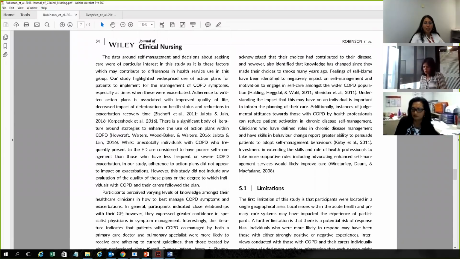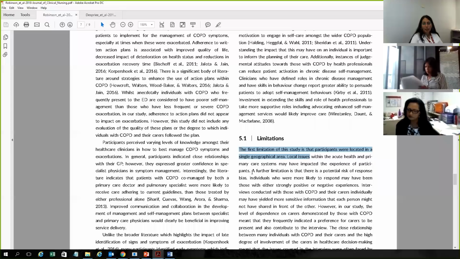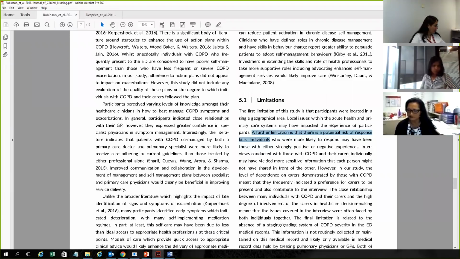So limitations means some shortcoming, some negative aspect. There you go. The first limitation of this study is that participants were located in a single geographical area. So for this one, it's good because it has the side heading limitations, but sometimes you might not have a side heading like that. A further limitation is that there is a potential risk of response bias. So you need to locate the limitations. Let's try to find some recommendations in this study.